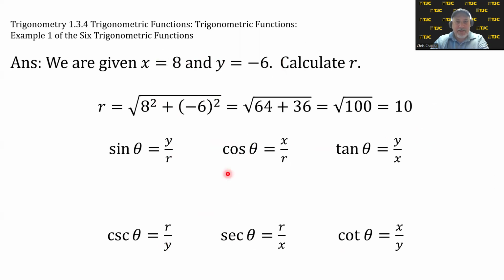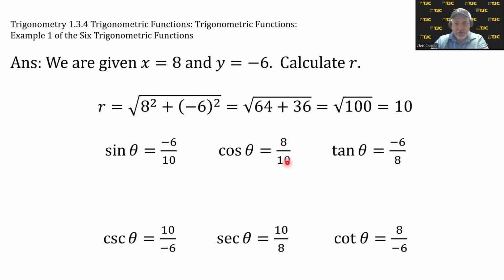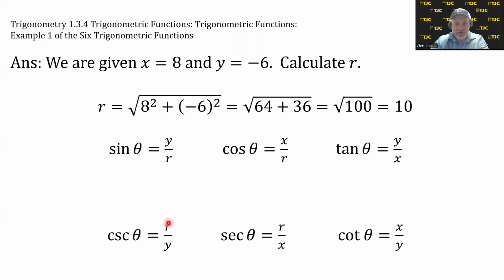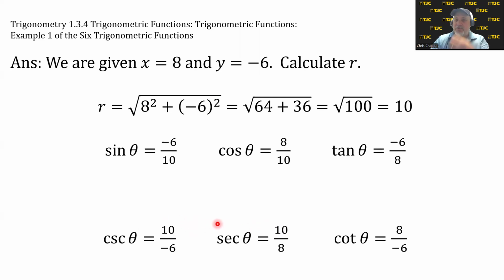All the x's become 8s, so top of this fraction, bottom of this fraction, bottom of this fraction, top of this fraction. And all the r's become 10s, bottom of cosine, bottom of sine, top of cosecant and secant. So just substitute all the numbers, and now we have a bunch of fractions that need reducing. Don't leave a negative inside of a fraction. It's not wrong. You can leave it that way, but it just looks better in front. However, unreduced fractions are considered unfinished.